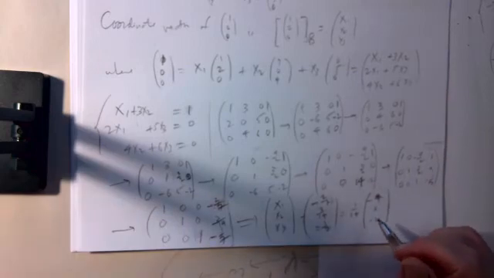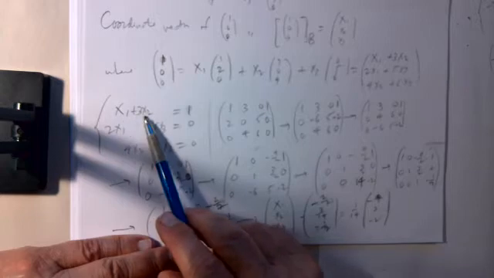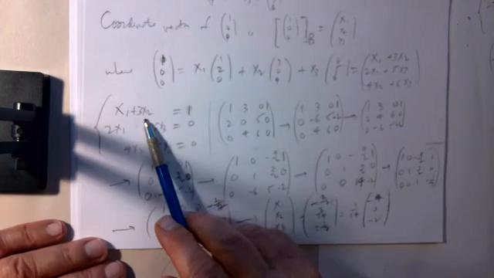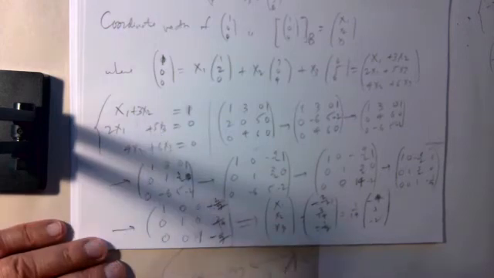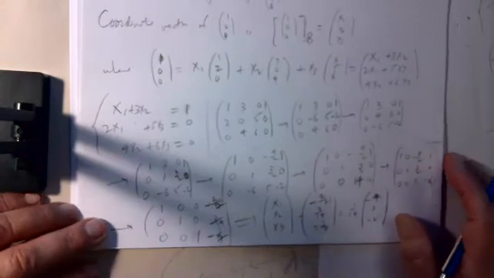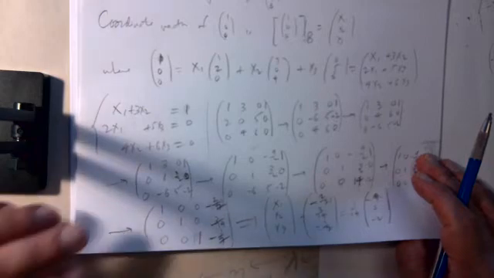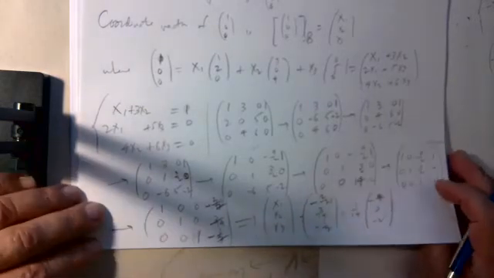So let's see if this is correct. X1 minus 4 plus 9. So there's still some arithmetic mistake in here, and I don't want to spend more time on it, but I'll figure it out and correct it. But in any case, that's the method. Method is always the method.